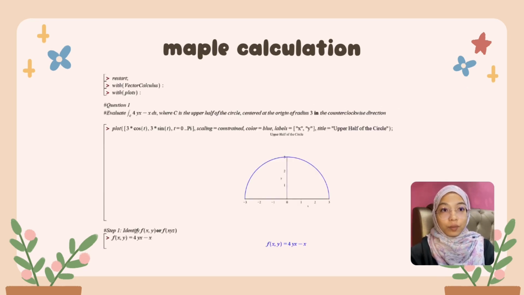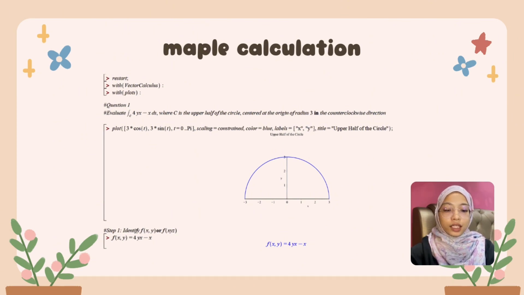Here are the steps to solve the line integral for Maple calculation. I start with the command restart, with vector calculus and with plot. Then I insert the command plot 3 cos t, 3 sin t, t equals 0 to pi, scaling constrained, color blue, label x y, and title upper half of the circle. And this is the output, the upper half of the circle, that I get.